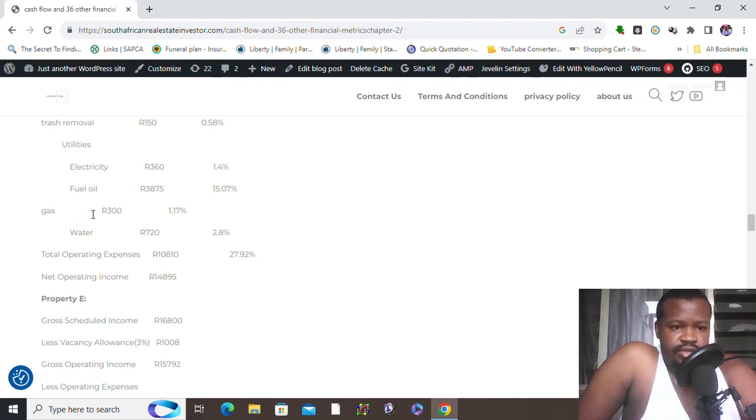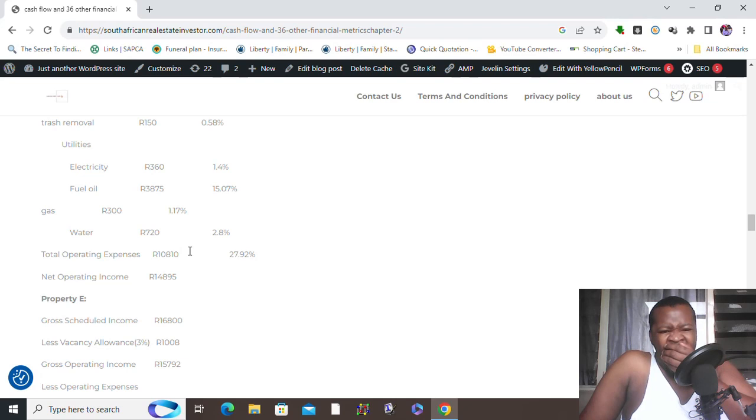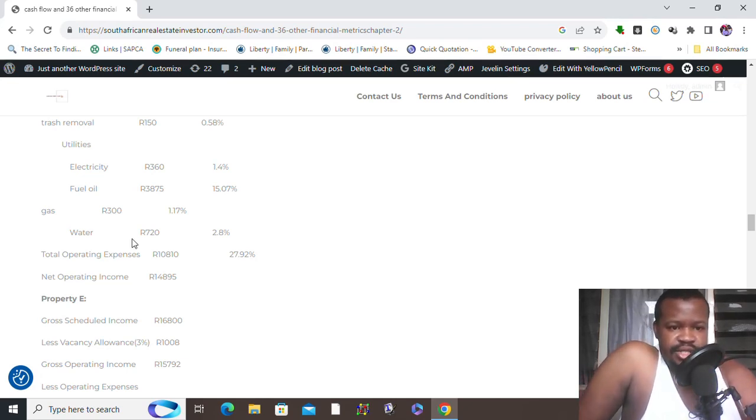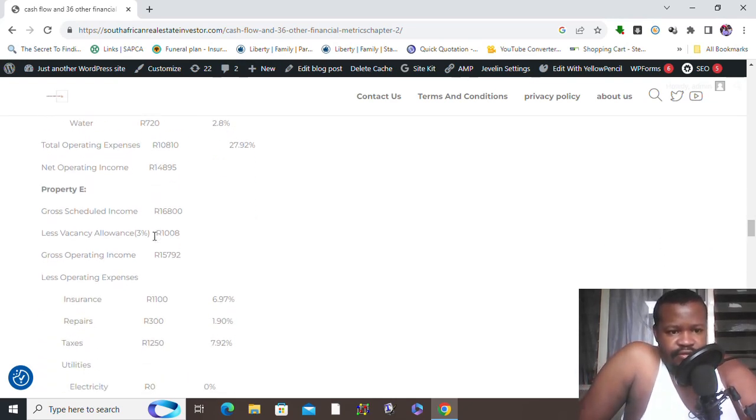The gas is 300 rand, which is 1.17%. Water is 720 rand, which is 2.8%. With the total operating expenses of 10,810, which is 27.92%. The net operating income total is 14,895.